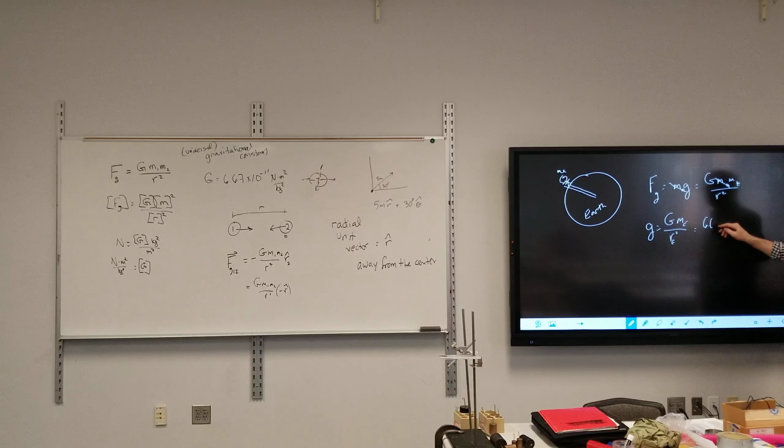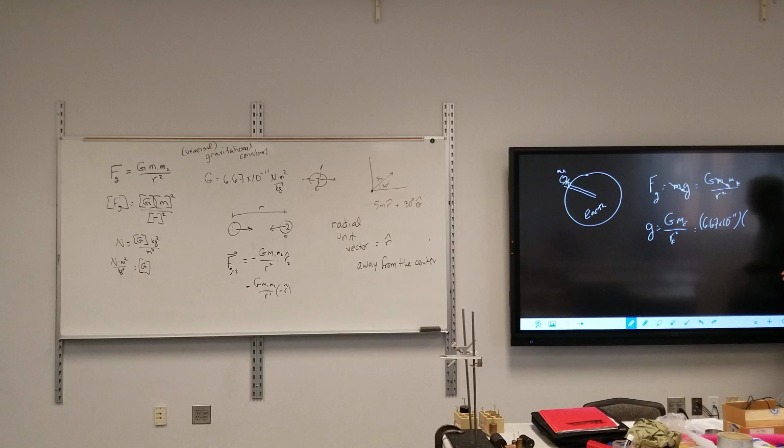So 6.67 times 10 to the negative 11 times mass of the Earth, 5.98 times 10 to the 24th. Radius of the Earth, 6.38 times 10 to the 6th squared. And you get 9.8.